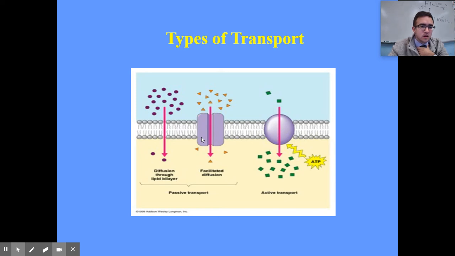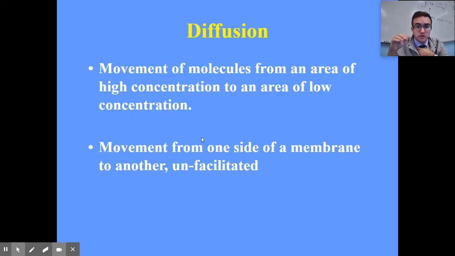That's all. So diffusion is a movement of molecules from an area of high concentration to an area of low concentration, or from one side of a membrane to another, unfacilitated. It will just naturally do that. Think of if you drop food dye into a beaker of water, it starts highly concentrated, but then eventually over time, that dye will spread out to turn the entire beaker green or blue or whatever the color is. That's diffusion. That's all it is.